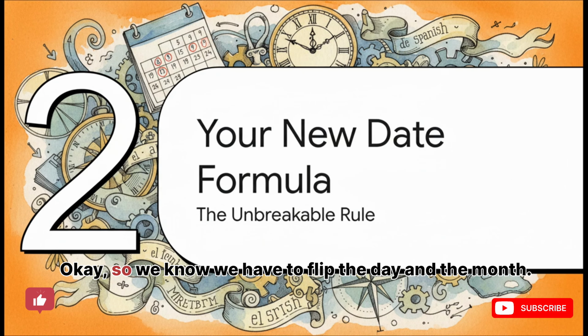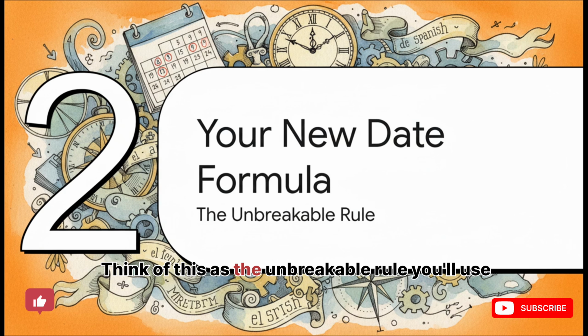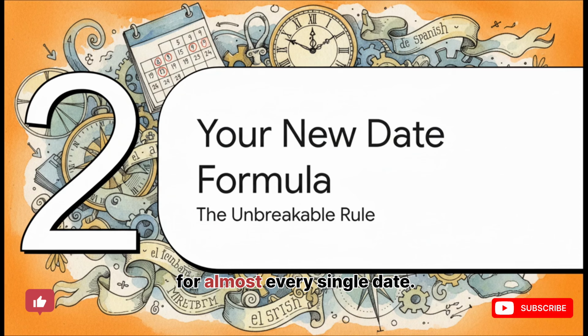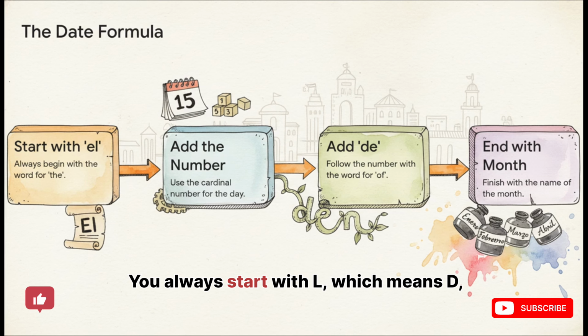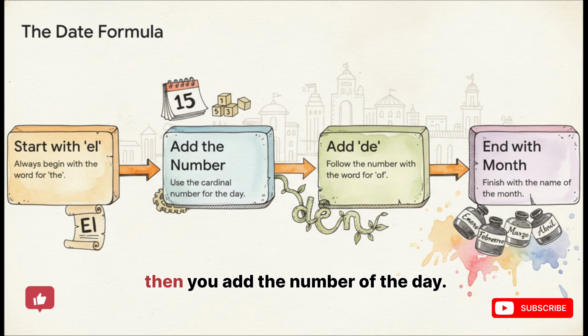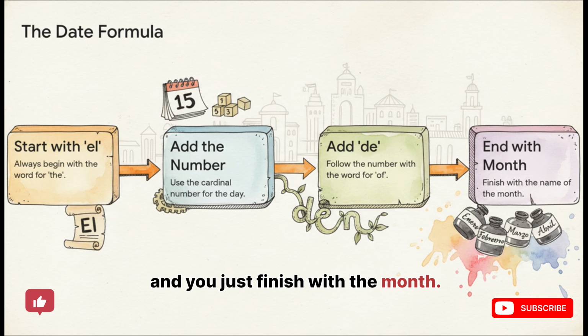Okay, so we know we have to flip the day and the month. Now let's put it all together and build our new date formula. Think of this as the unbreakable rule you'll use for almost every single date. Let's break it down. It's really just 4 little building blocks. You always start with el, which means the. Then you add the number of the day. You follow that with de, which means of, and you just finish with the month. That's it. It just works every single time.